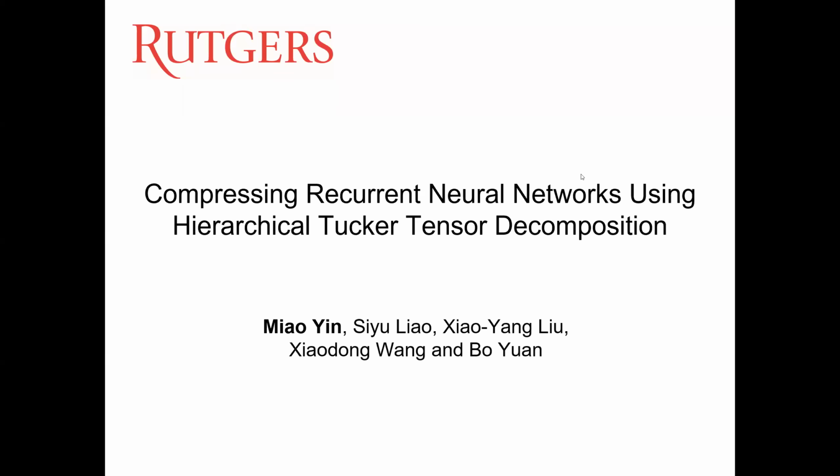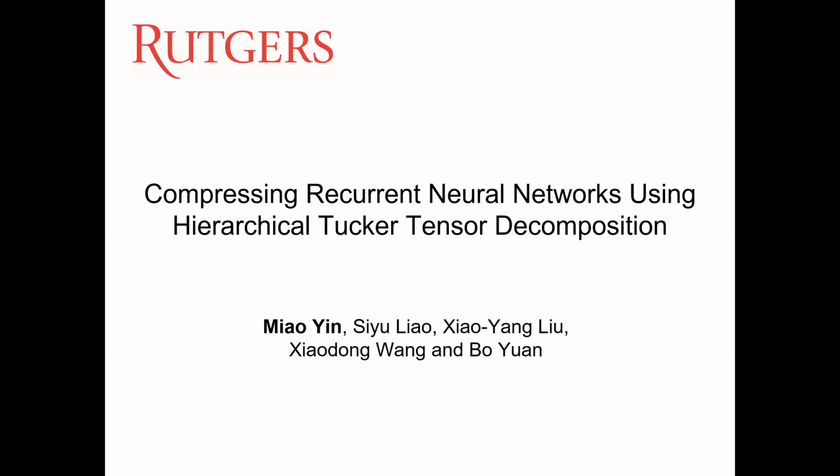Hi, today I'd like to share how to compress recurrent neural networks using hierarchical Tucker tensor decomposition. RNNs have been widely used in sequence analysis and modeling. However, when processing high-dimensional data, RNNs typically require huge model sizes, thereby bringing a series of deployment challenges. To overcome these limitations, we propose to develop compact RNN models using hierarchical Tucker decomposition.